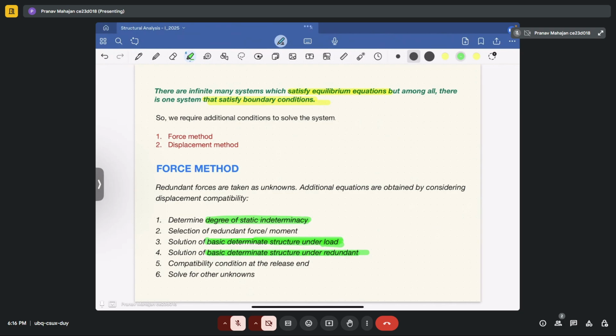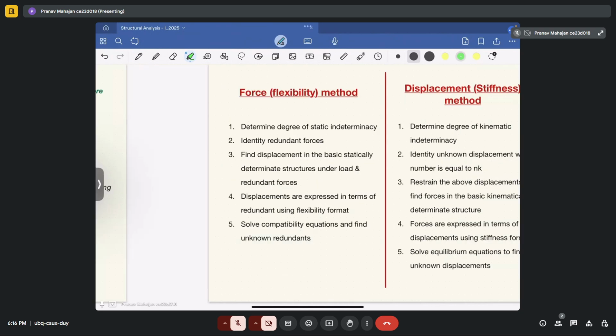We will see some problems related to that. First of all, we will start with finding the degree of static indeterminacy, which will brush up the concepts that you have covered in the first two lectures.